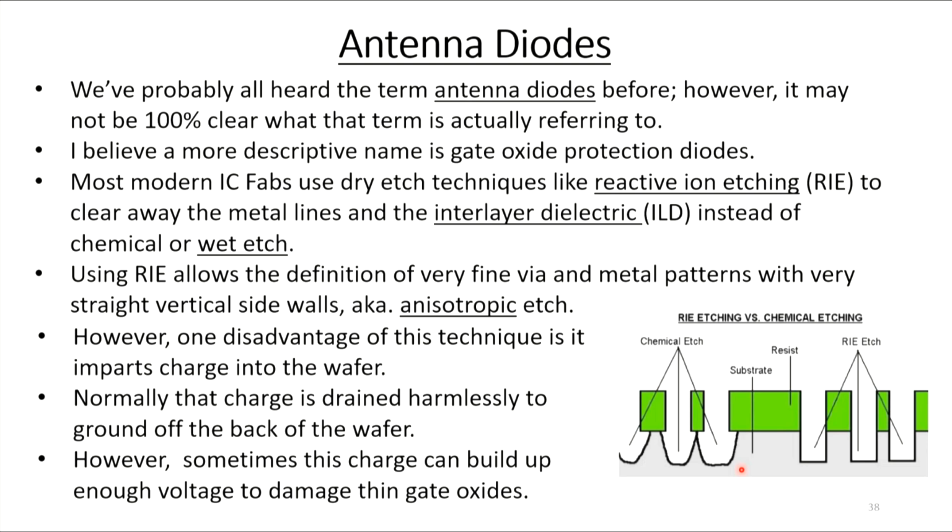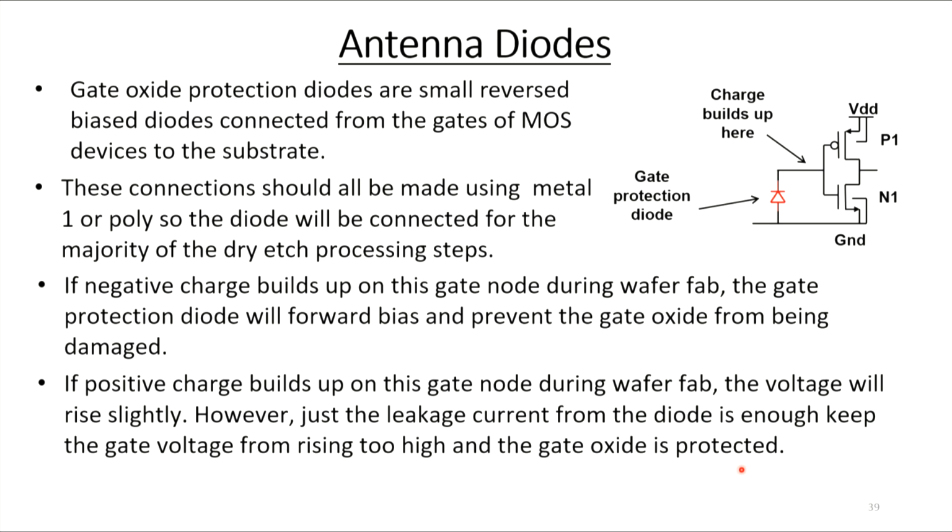However, one of the disadvantages of this technique is that it imparts charge into the wafer. It's kind of a plasma technique. So normally this charge is drained off harmlessly off the back of the wafer. However, sometimes this charge can build up enough voltage during wafer fab to actually damage the thin gate oxides.